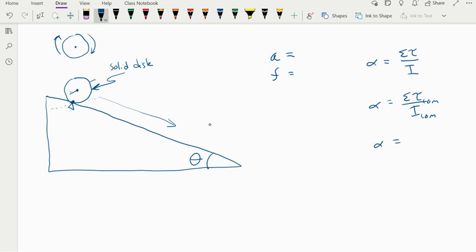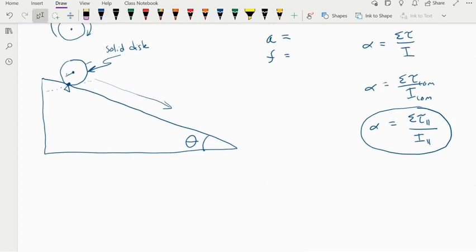So in that case, you're going to be adding up the torques around this parallel axis, and you have to use the rotational inertia around the parallel axis as well. It turns out that this is the easiest way to get the acceleration of the object. So I'll show you how that works.